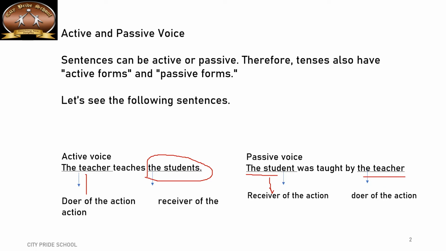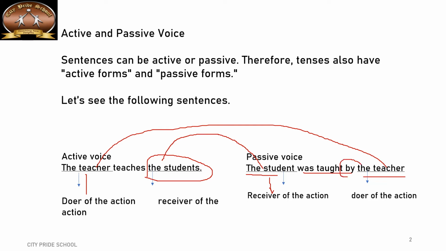So when we change active to passive, if you have noticed, and if you are smart enough to observe, the teacher, the subject in active voice, becomes the object in the passive voice. And the student, which was the object, becomes the subject in passive voice. So they interchange their places, and the verb also changes, because we have to tell by whom the action is done. So in passive voice we always add by to show that the action is done by someone.